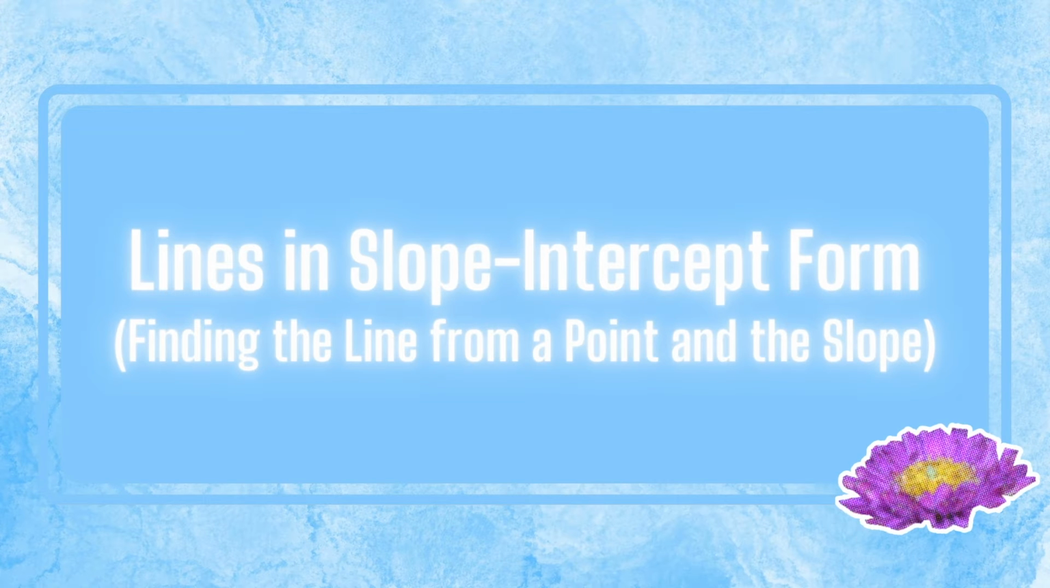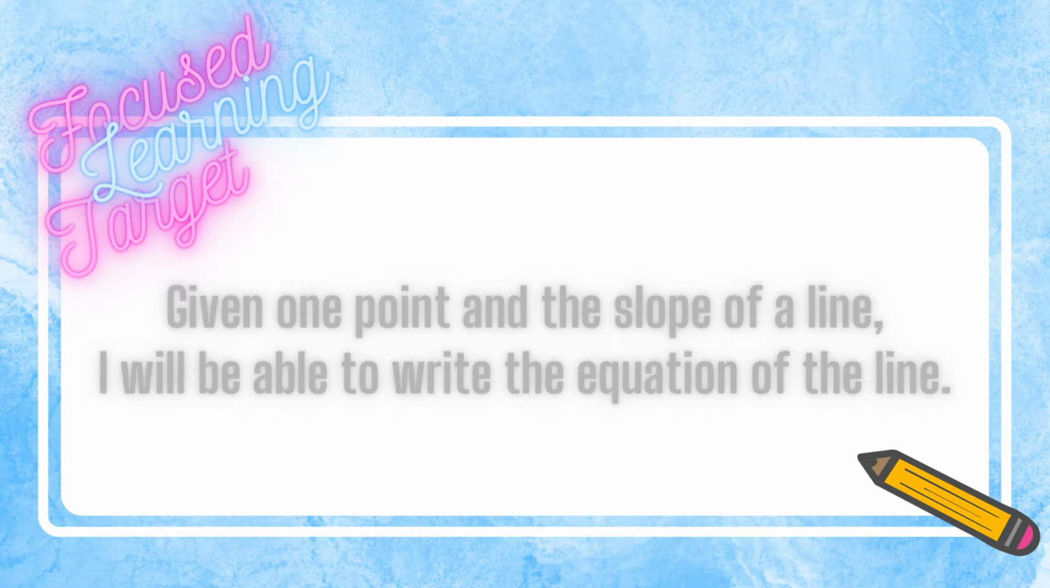Today we'll be looking at how to find the equation of a line when you're given a point and the slope of the line. So here's today's FLT. Given one point and the slope of a line, I will be able to write the equation of the line. Last time we looked at how to write an equation when you're given the y-intercept and the slope. This time we're looking at random points that aren't necessarily the y-intercept.